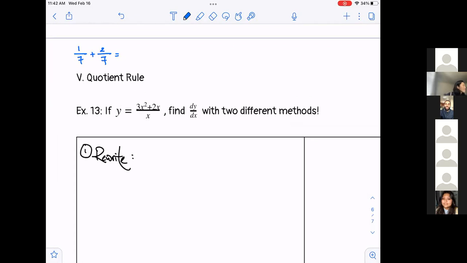3 7s. 3 7s, right? Yeah, exactly, right? But how did you get 3 7s? The denominator is the same, so whatever's on top. So basically what you're going to do is split up the 3x squared over x plus 2x over x. Okay.